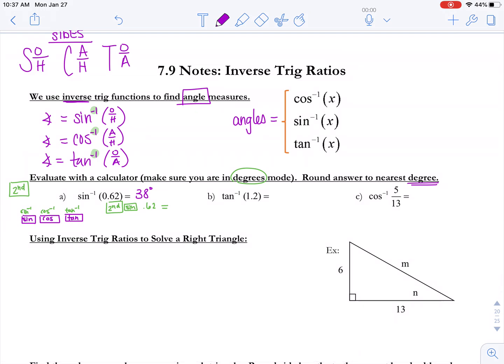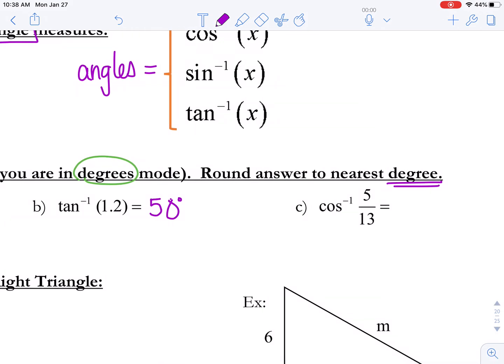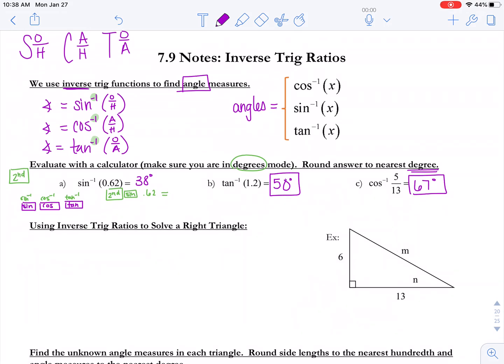Okay, go ahead and try B and C, doing inverse tangent of 1.2 and inverse cosine of 5/13. Type those into your calculator and let's see if we get the same angles. Remember, inverse trig will help us solve for angle measures. So the numbers that you're getting are angles, so you should have degree symbols next to them.